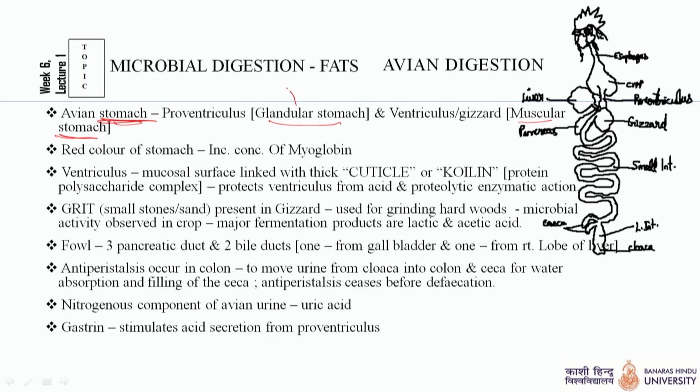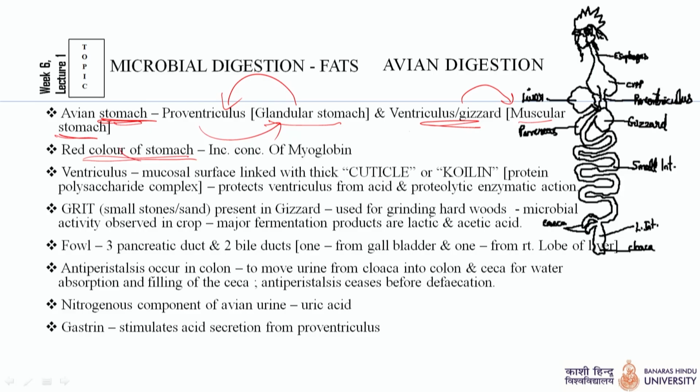Then the glandular stomach. The two stomachs I told you about are the proventriculus and the ventriculus, or you can say gizzard. The proventriculus is a glandular stomach. The ventriculus or gizzard, you can say, is a muscular stomach.